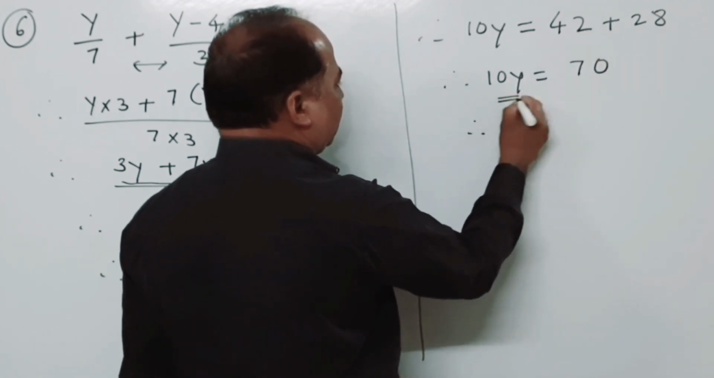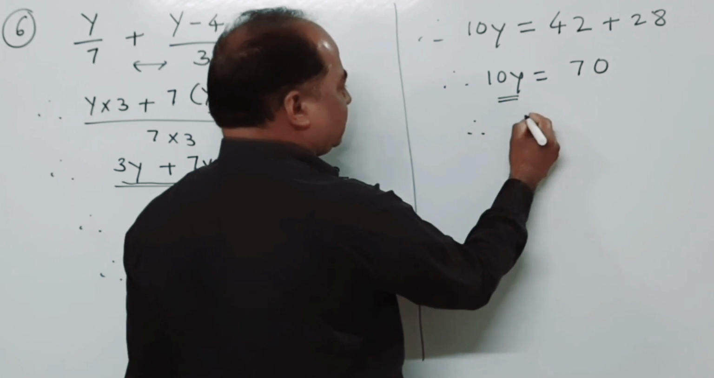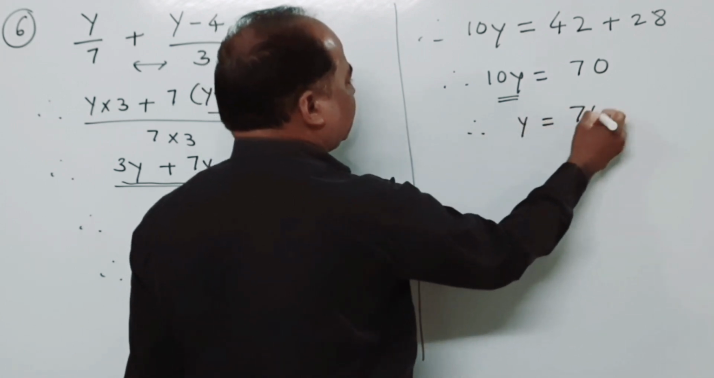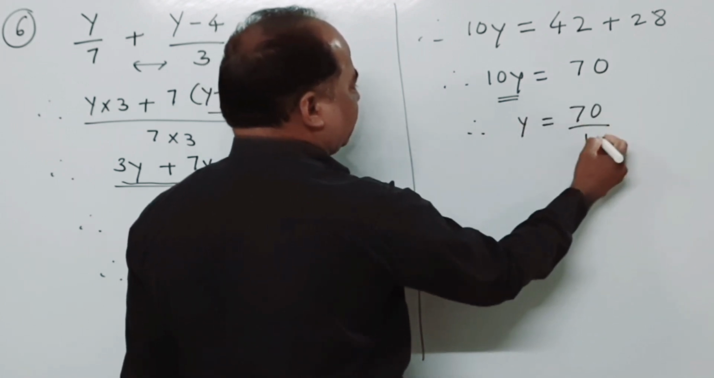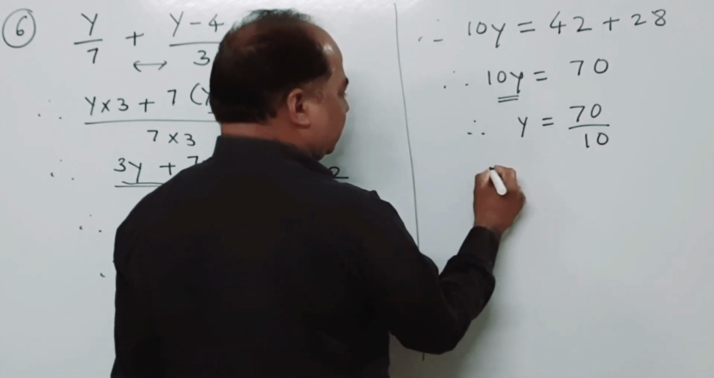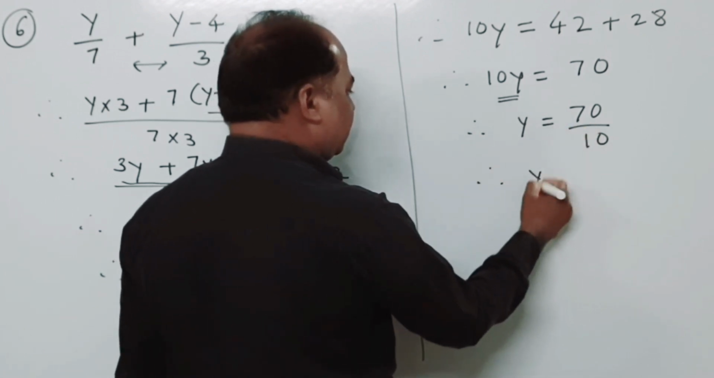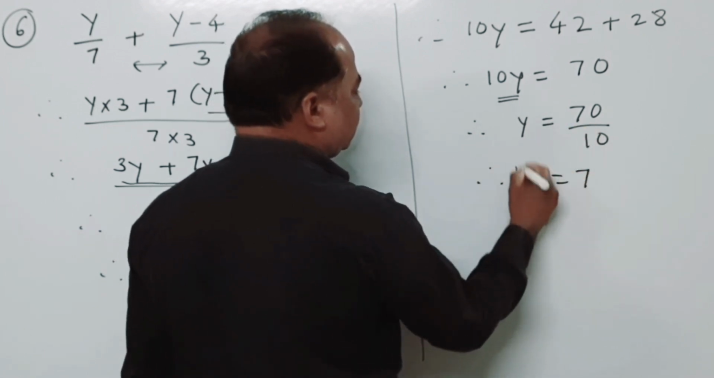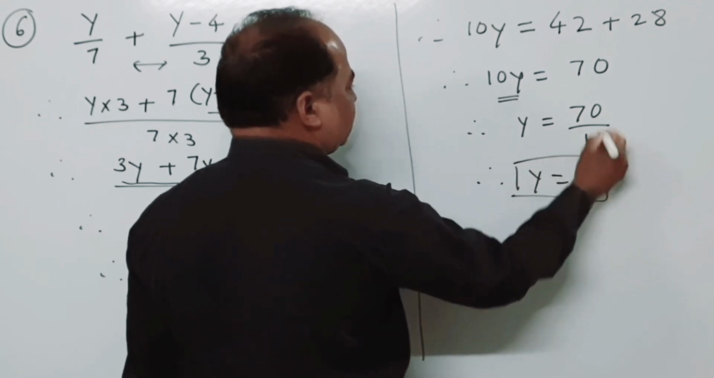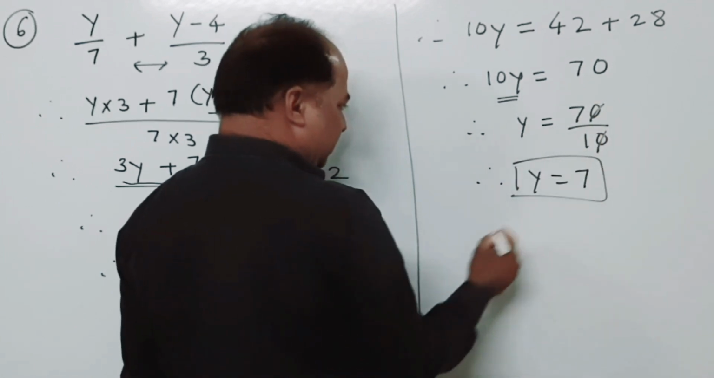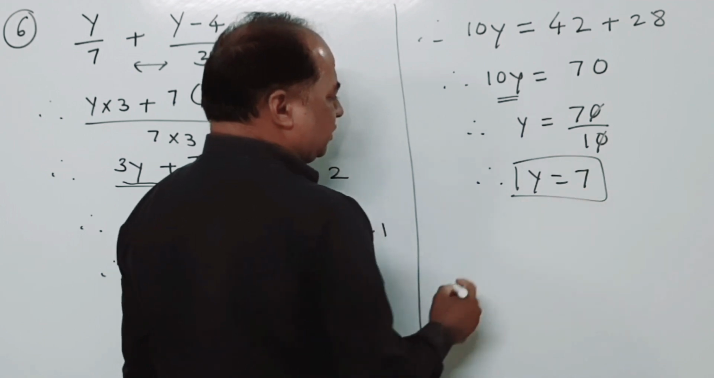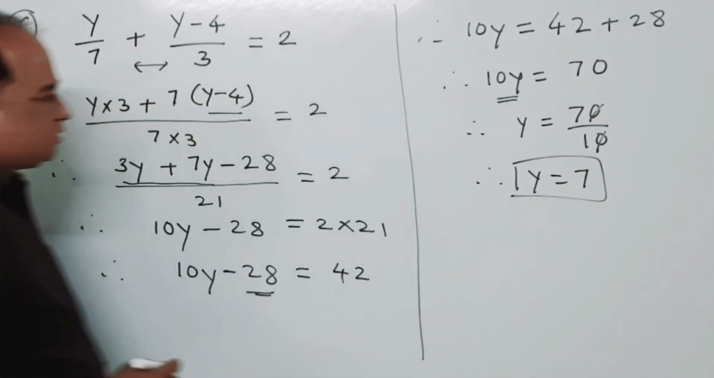Therefore now 10 into y. So take 10 to the right hand side of the equality, and it will get divided. So 70 upon 10, which is equal to 7, 0 and 0 will get cancelled. 7 upon 1 is equal to y, y equal to 7 is the solution.